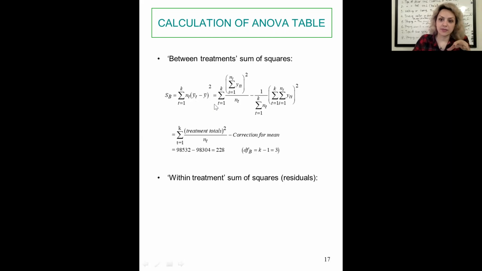We can expand it mathematically, and then we would have this equation. It's very similar to the total sum of squares that we had, but here we are talking about just the treatment, like between the treatments, what's going to happen. And here we would say sigma t equal to 1 to k, treatment totals. So for each of those treatments, we had the totals, right? I would get the treatment totals individually and then square them.